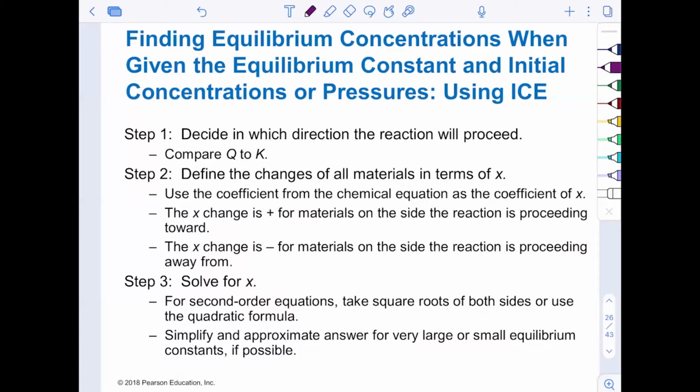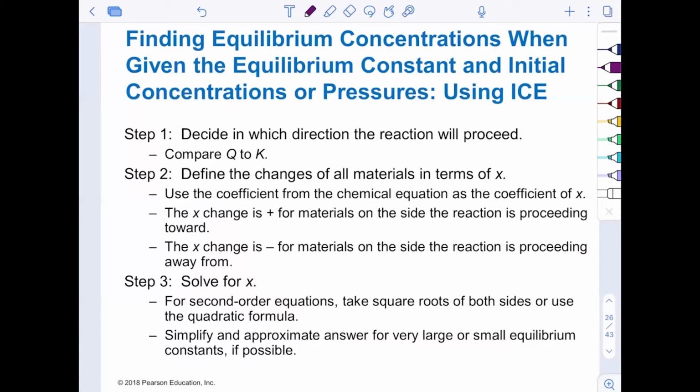The X change is plus for materials on the side of the reaction that it's proceeding towards. So if we're making more products, products will be positive. If we're making more reactants, reactants would be positive. And the change X is negative for all the materials that we have too much of, and the reaction proceeds in the opposite direction. Then we need to solve for X.